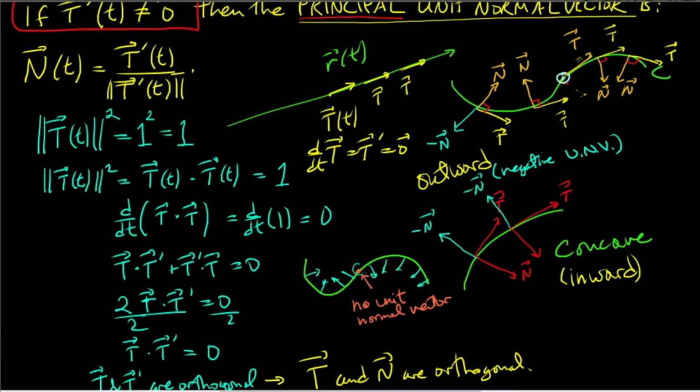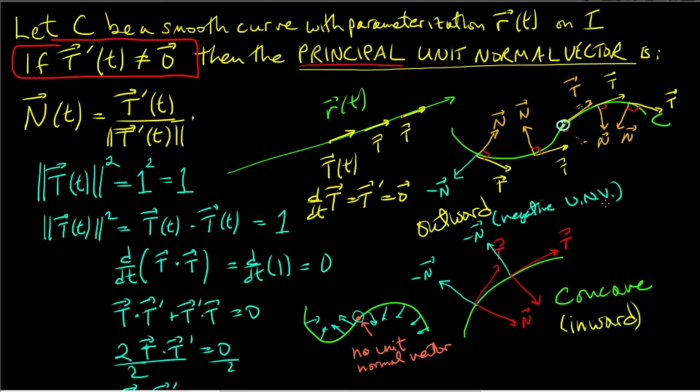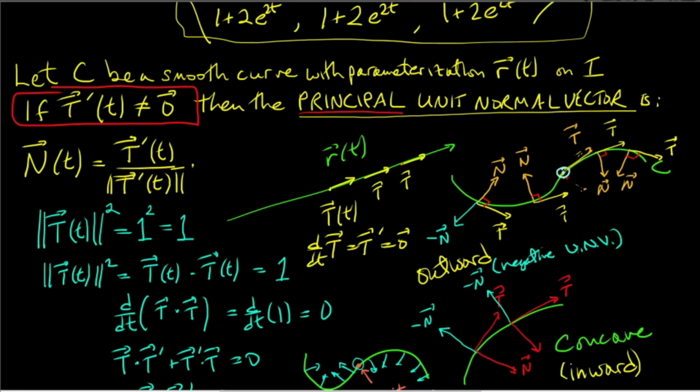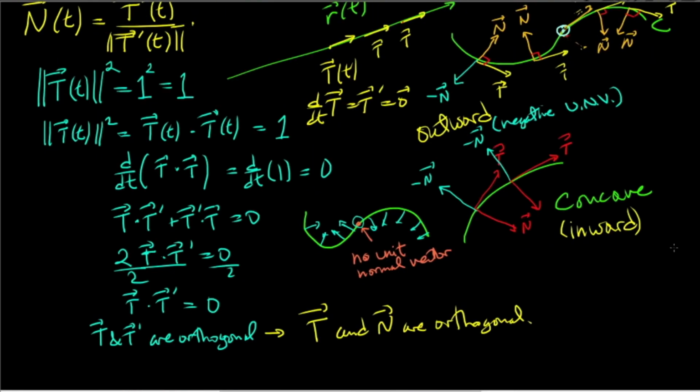Right? So at this point, the normal vector makes a big switch. It goes from one side to the other side very abruptly. And so at that inflection point, we don't define a normal vector, but you still have a tangent vector. So I hope that helps.